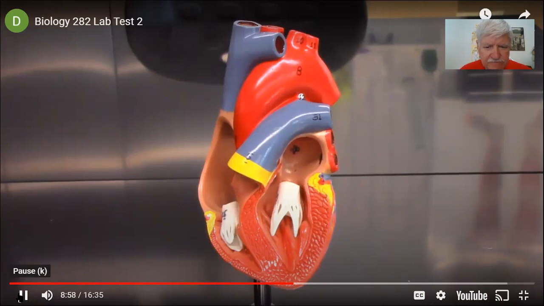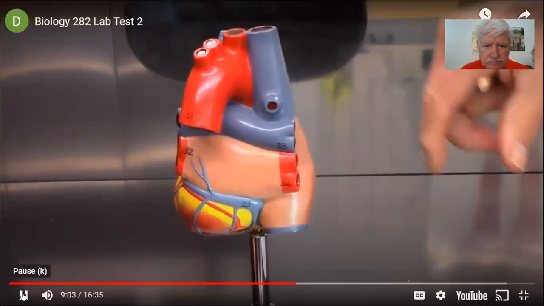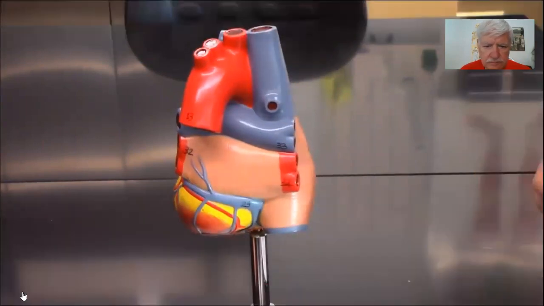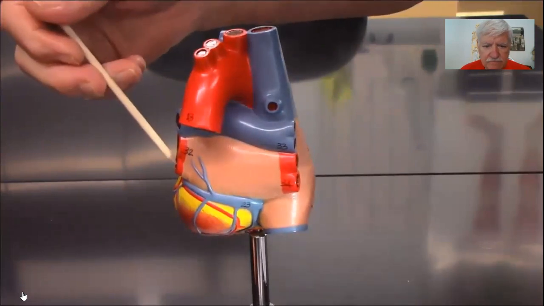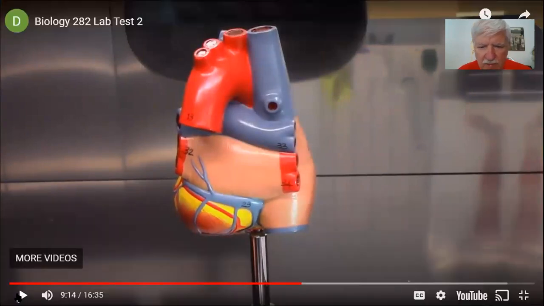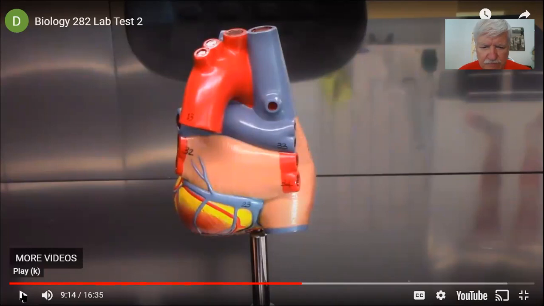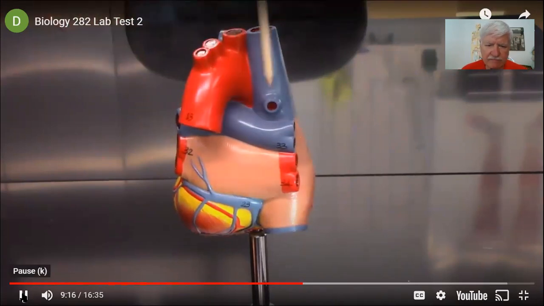Number 13 in the back. No, not 13. This is number 12. Sorry. Number 12. Name these red ones in the back of the heart. What are those? Those are pulmonary veins. Do not be confused. Because they're red, they are veins. They're carrying blood back to the left atrium, and it's oxygenated blood. That's why they're red, but they're pulmonary veins. 12, the red ones in the back of the heart.